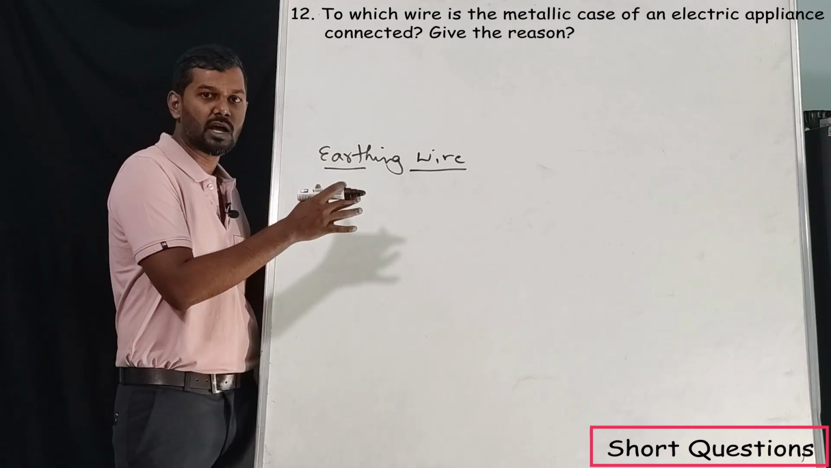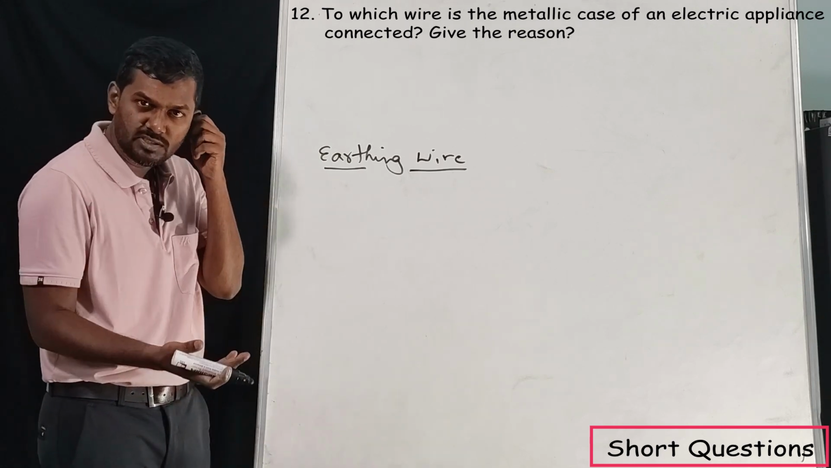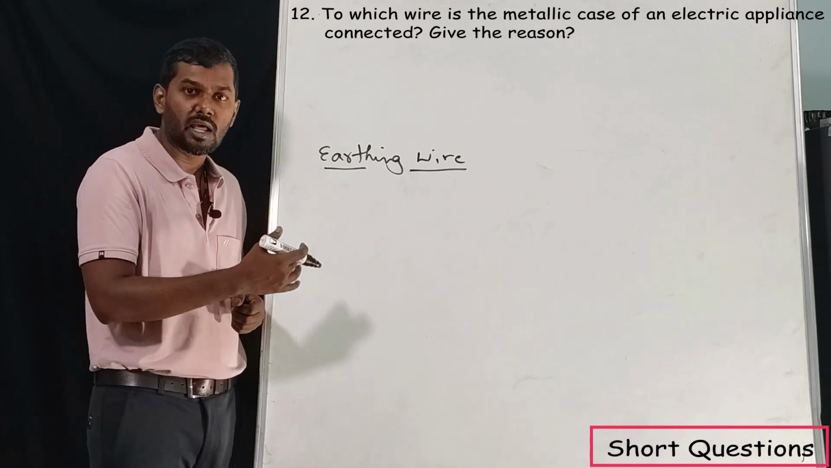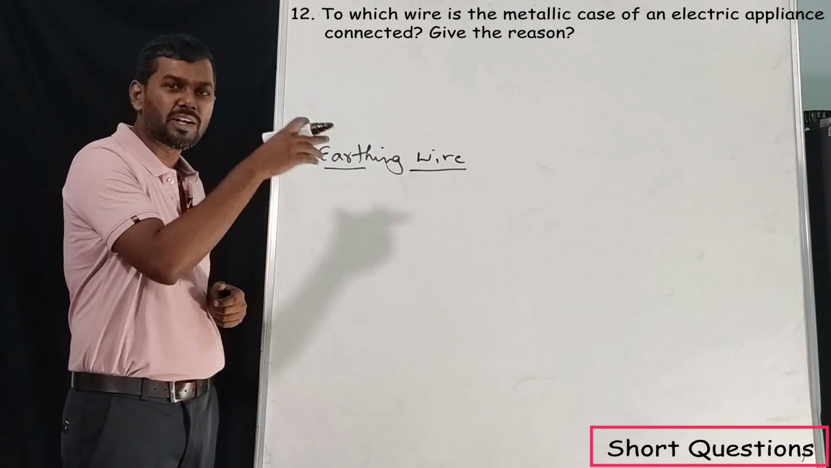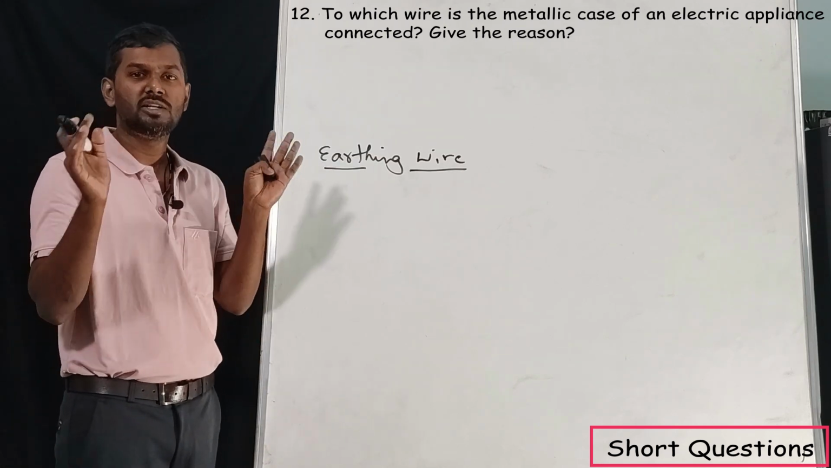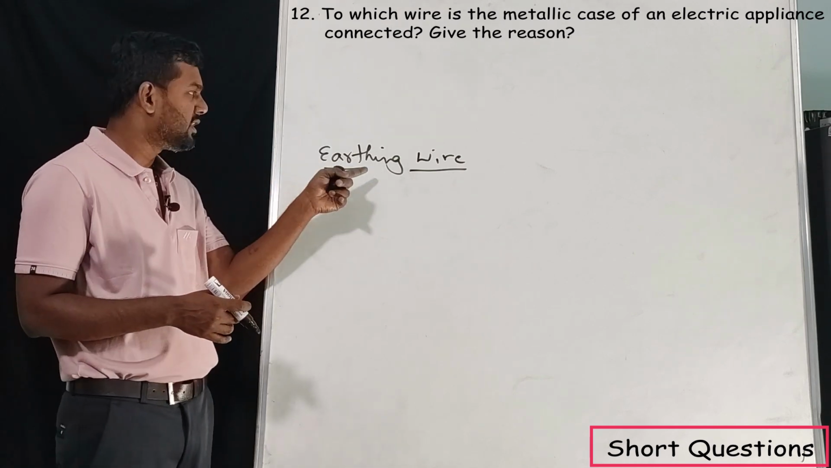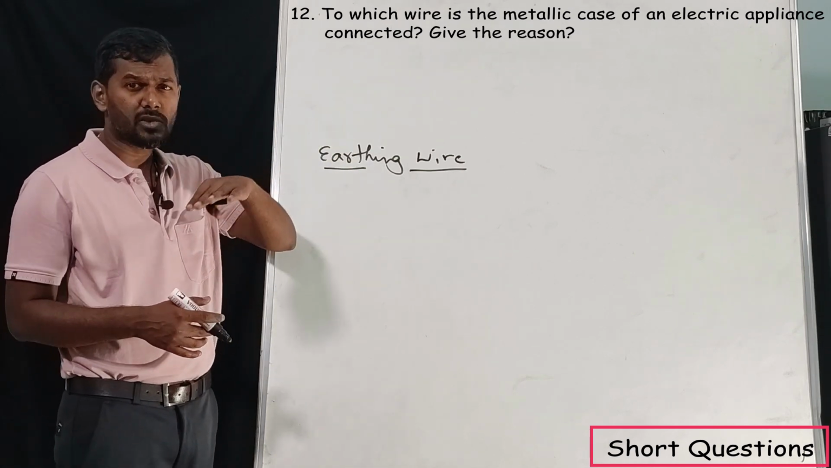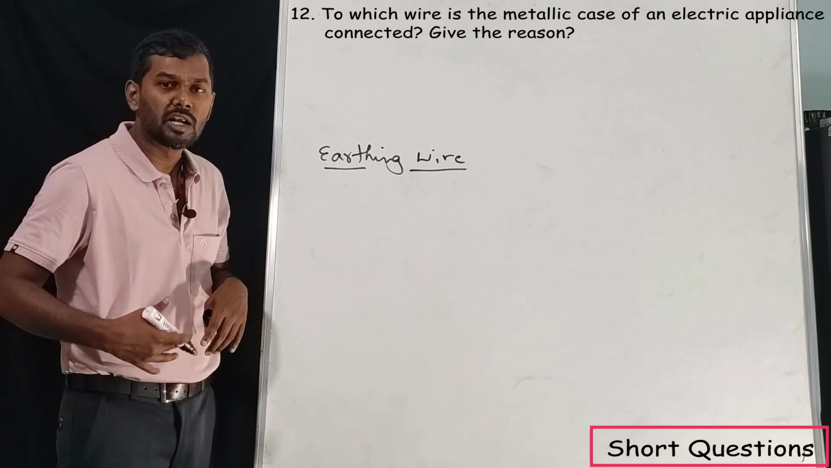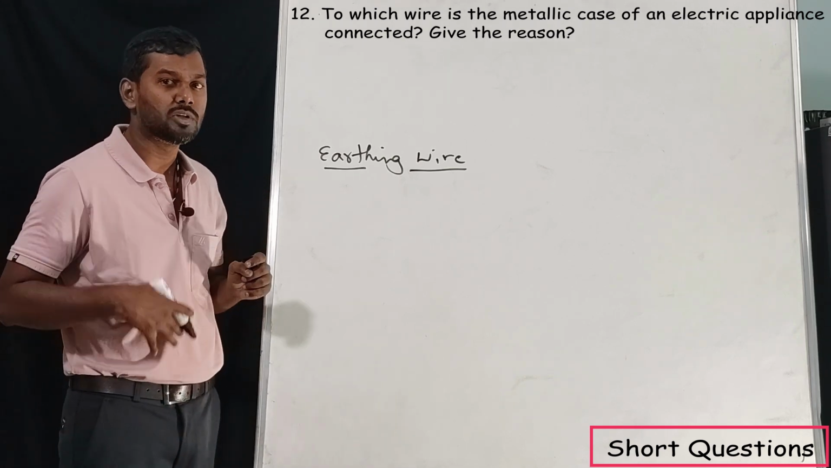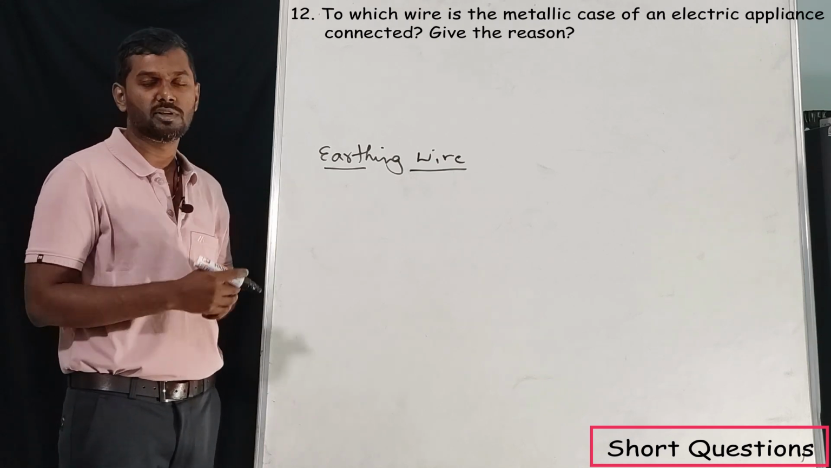So whenever we touch that, when there is a fault in the device, or there is a fault in the current, the high current will flow on the metallic case. So whenever we touch it, we will get a fatal shock. To avoid this, earthing connection is given. When the earthing connection is given to the metallic case, whenever the current flows through our body, it will go to the earth. So it will not affect us. This is the reason for this question.